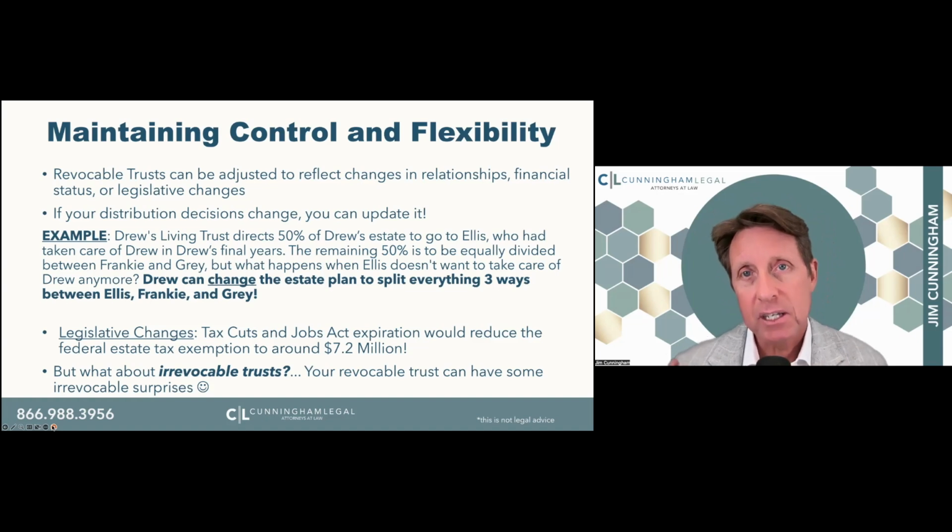This $7 million exemption is adjusted for inflation, so we're anticipating it to be around 7.2 million if the legislation is not extended. The big, beautiful bill, as it's called, wants to kick that up to 15 million and index it to inflation. So it sort of sweetens the pot for people with larger estates.